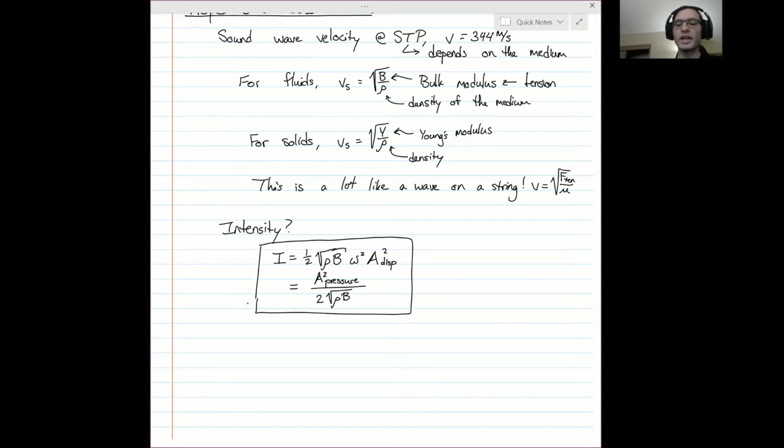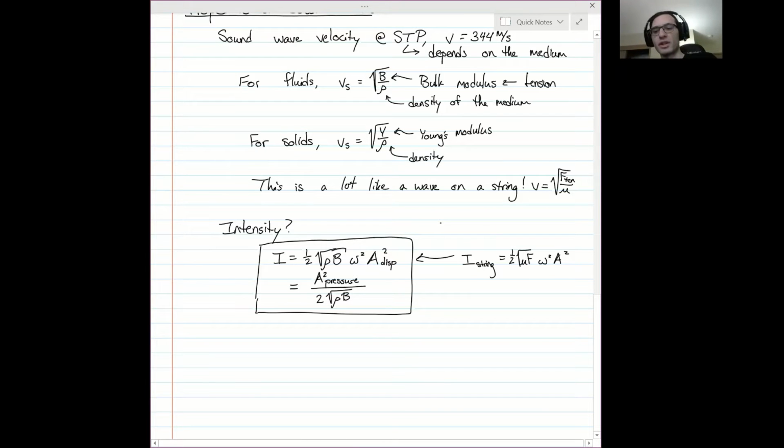The reason why I gave you the formula for the intensity using the quote-unquote displacement formalism is just to remind you of what the intensity looks like for a string. For a string, it's 1/2 mu v times omega squared A squared. So we could have guessed this formula from a string.